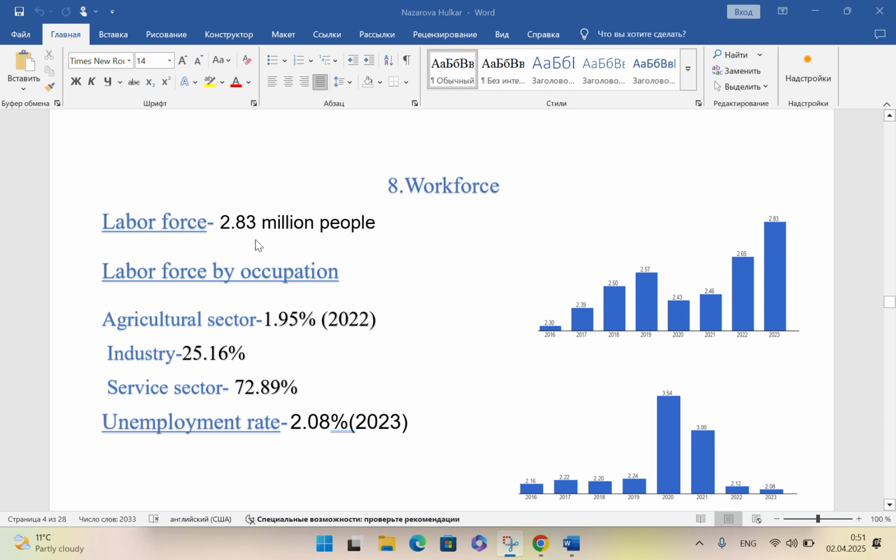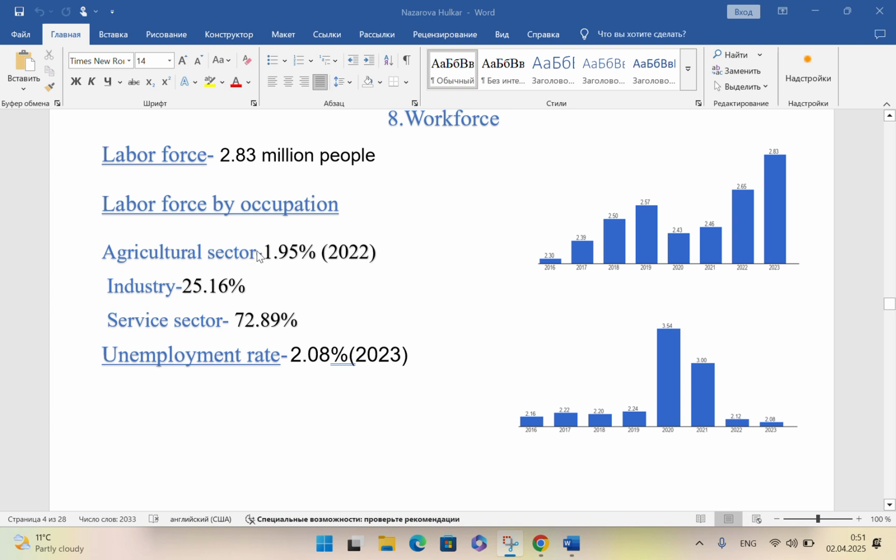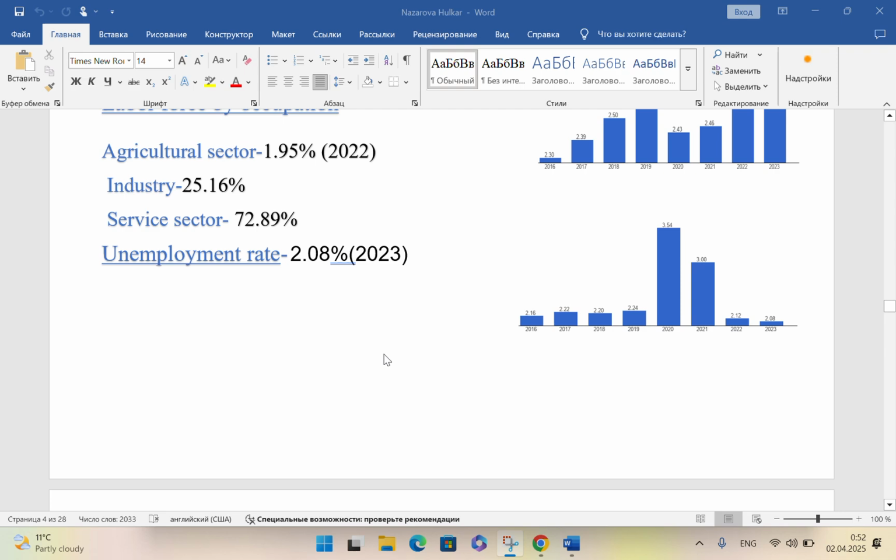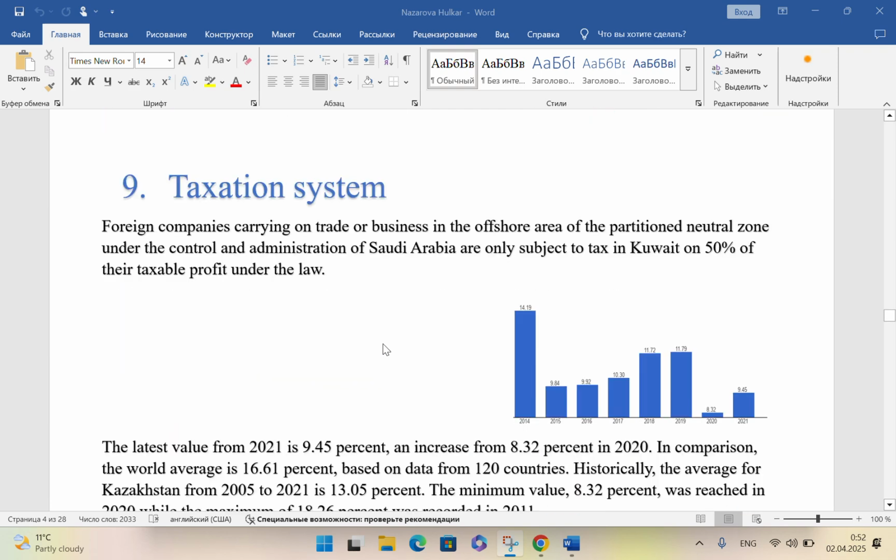For example, the labor force in Kuwait is 2.83 million people. 1.95% of this labor force is from the agricultural sector, and from industry it is 25.16%, and most of the labor force is from the service sector, 72.89%. The unemployment rate is 2.8% in 2023. So, taxation systems.